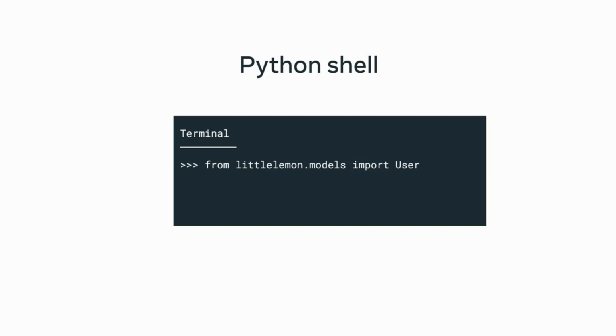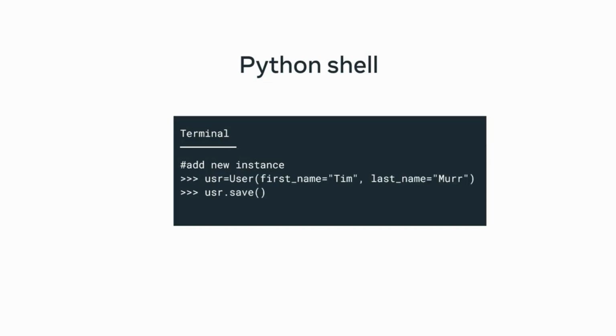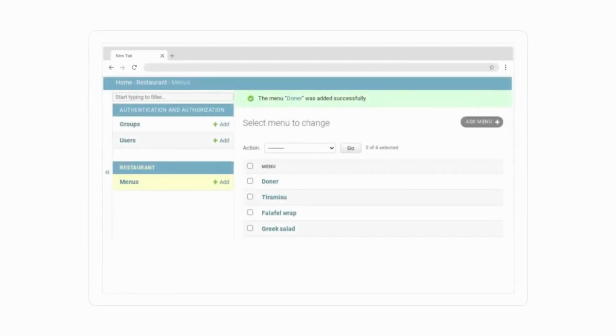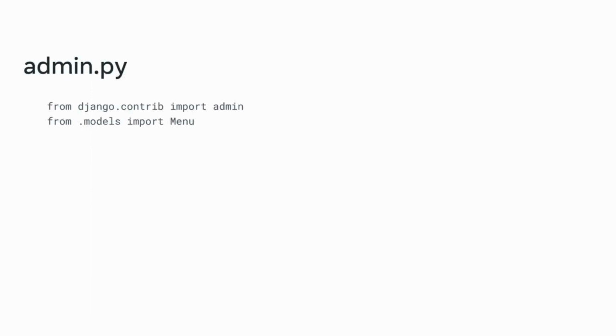In this interactive shell, you can import the model you have defined. For example, suppose you have a menu model in the Little Lemon app. You use the import statement to import the model. The model class contains the methods to add, update, and delete, and these methods are also inherited by the menu model class. You can also access the menu model from the Django admin interface. And to do this, you must register this model with the admin site.